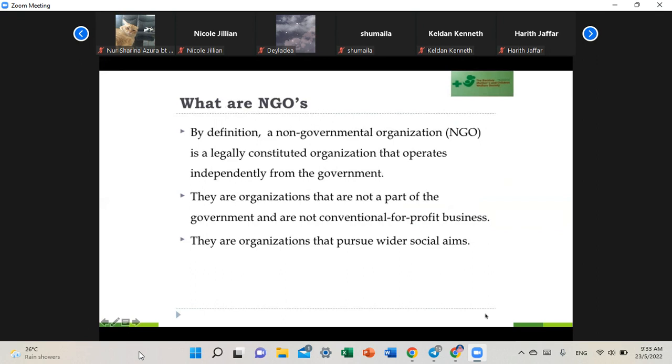What are NGOs? By definition, a non-governmental organization is a legally constituted organization that operates independently from the government. They are organizations that are not part of the government and are not conventional for-profit businesses. They are organizations that pursue wider social claims. That's why these NGOs are closer to the local community, because they aim for social objectives. Usually these NGOs provide a channel for the local society to raise any concerns that happen on the ground.